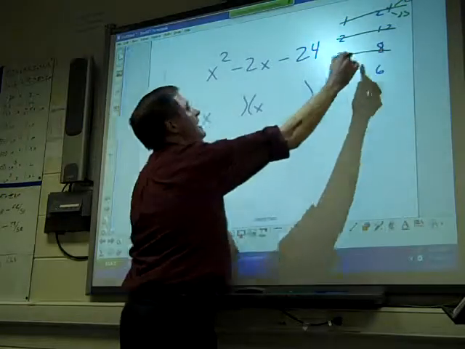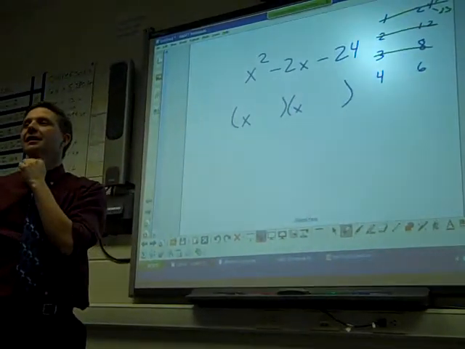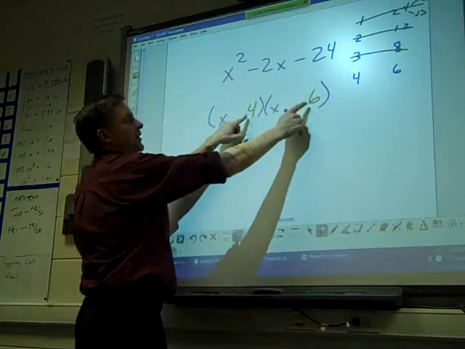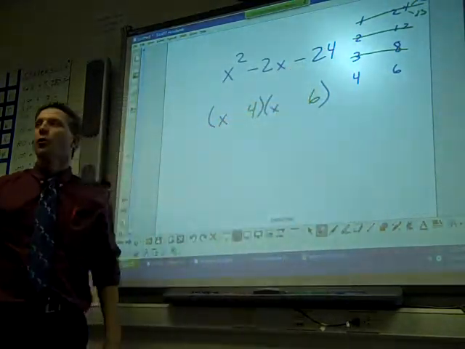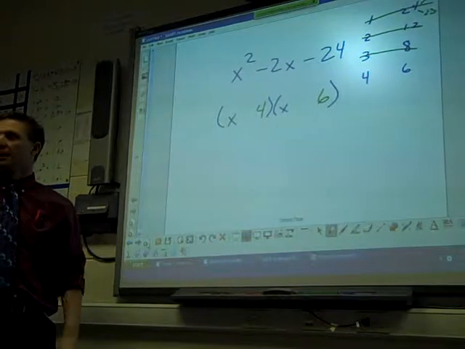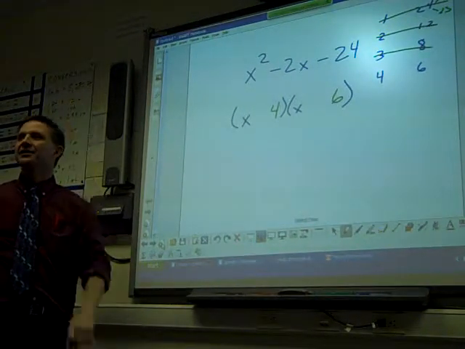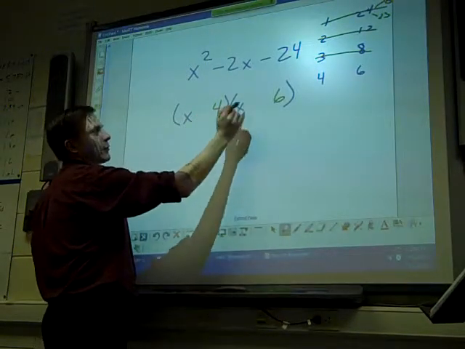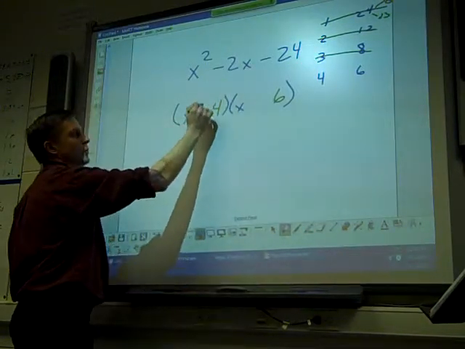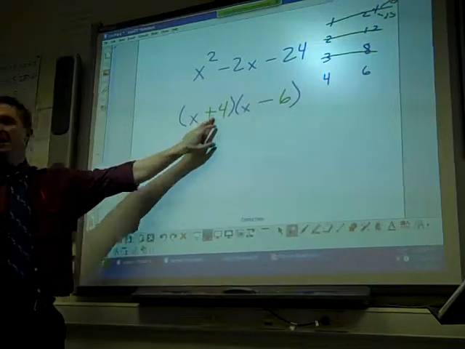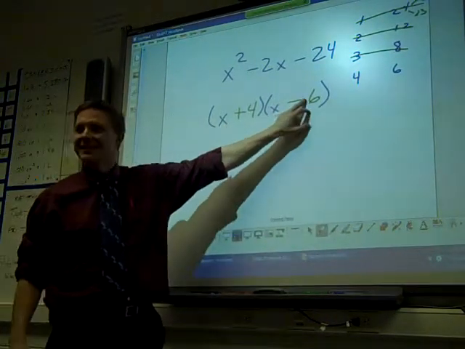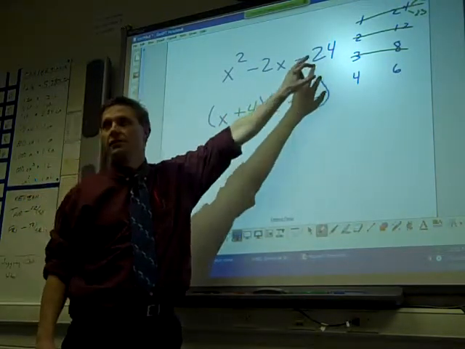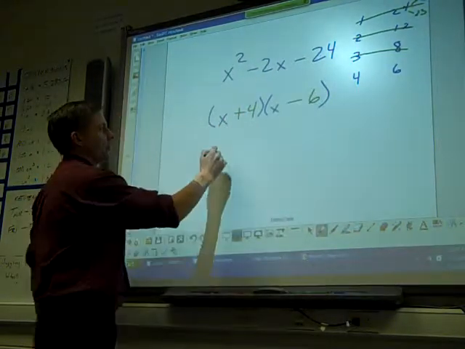We are looking here. 4 and 6 work. The question is, if you're going to multiply 4 times 6 and get a negative 24, one of them has to be negative, and the other one has to be positive. All right? And then you also say, what number plus what number gives you negative 2? Guys, positive 4 minus 6 makes negative 2. Positive 4 times negative 6 gives you negative 24.